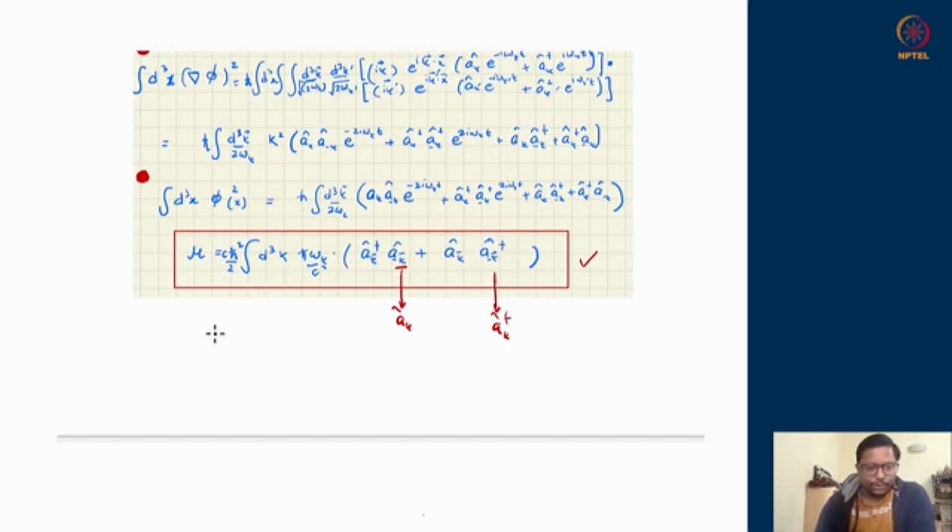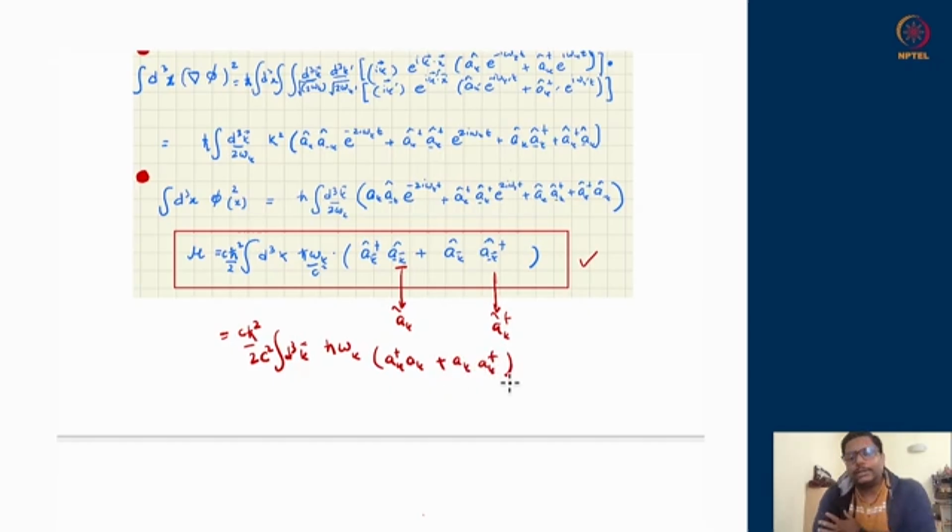So ultimately, up to a certain constant c squared by 2, we have a structure which is almost like a harmonic oscillator. We have h bar omega_k, an extra c squared which I can pull out here, and then a_k dagger a_k plus a_k a_k dagger. This kind of structure is there. If you recall, that was also present in the harmonic oscillator business as well.